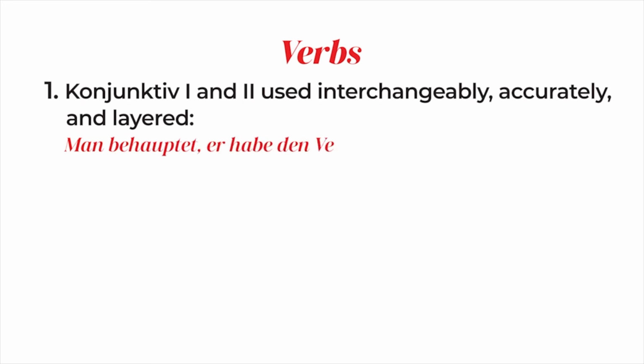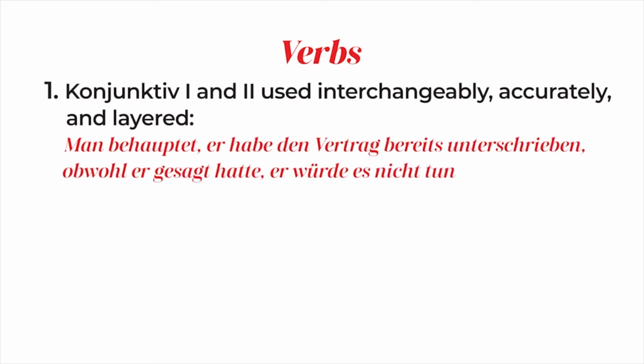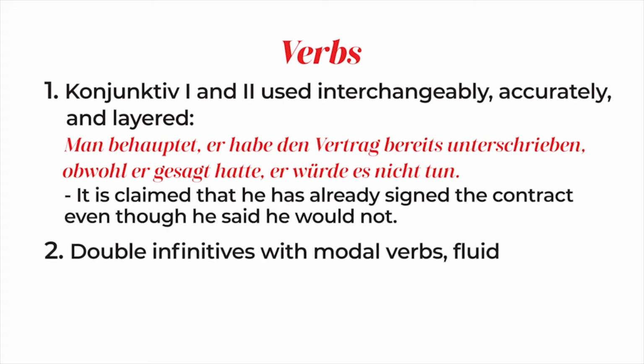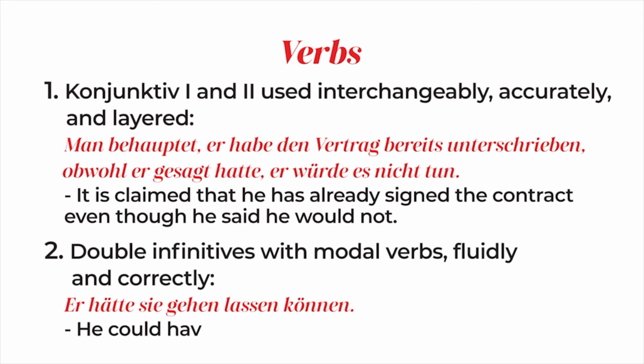Man behauptet, er hat den Vertrag bereits unterschrieben, obwohl er gesagt hatte, er würde es nicht tun. It is claimed that he has already signed the contract, even though he said he would not. Double infinitives with modal verbs fluidly and correctly. Er hätte sie gehen lassen können. He could have let her go.